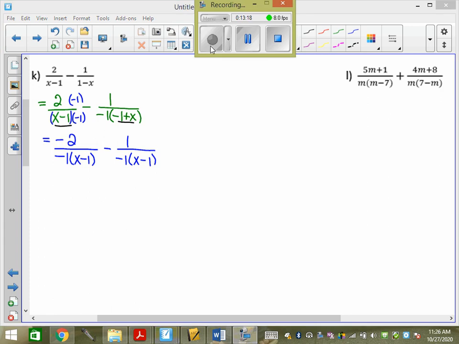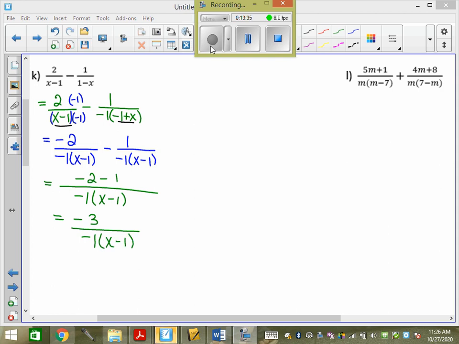So then we have negative 1 over x minus 1. And we'd had negative 2 minus 1, which is negative 3. Now they may give the answer like this, but you have to be prepared for this one extra step, okay?